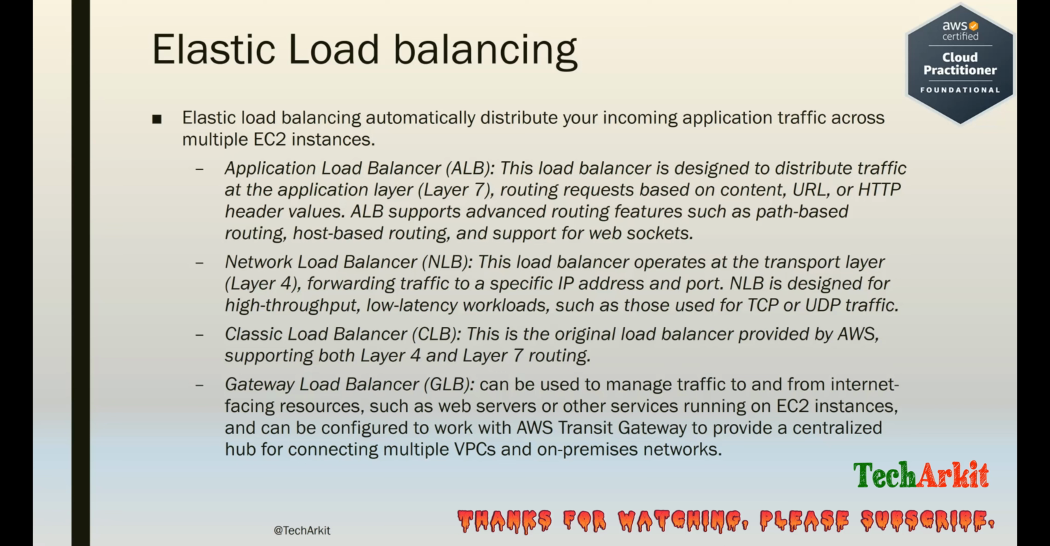One is the application load balancer. This load balancer is designed to distribute traffic at the application layer. So this is on a layer 7 model, routing requests based on the content, URL or HTTP header values. Where you can filter the HTTP header values and write the rules. ALB supports advanced routing features such as path based routing, host based routing and support for web sockets. So this is one type of load balancer you can use.